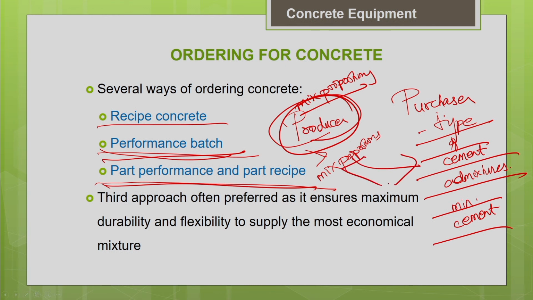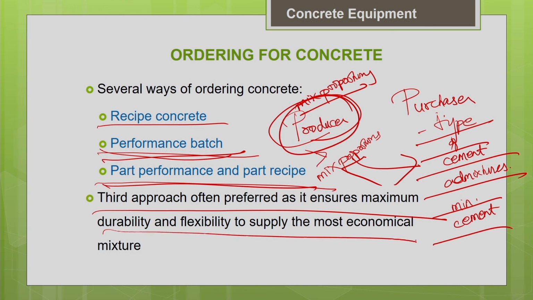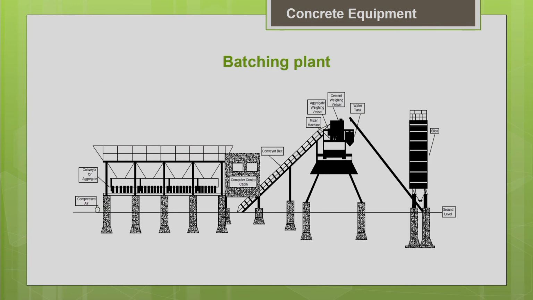So, that will always result in a more economical mix. The third approach is often preferred because it ensures maximum durability and flexibility to supply the most economical mixture. This is the one which is more commonly preferred, part performance and part recipe. That means both the producer and the purchaser should participate in the mix proportioning. They should give their input.